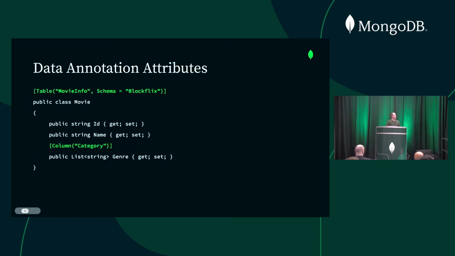I wanted data annotations. Admittedly, this isn't as useful as it might seem because, as you might notice there, we have table. We don't refer to it as table in MongoDB. We refer to it as a collection. We don't refer to it as column. We refer to them as properties. But nonetheless, I wanted this because it was an Entity Framework-like experience.